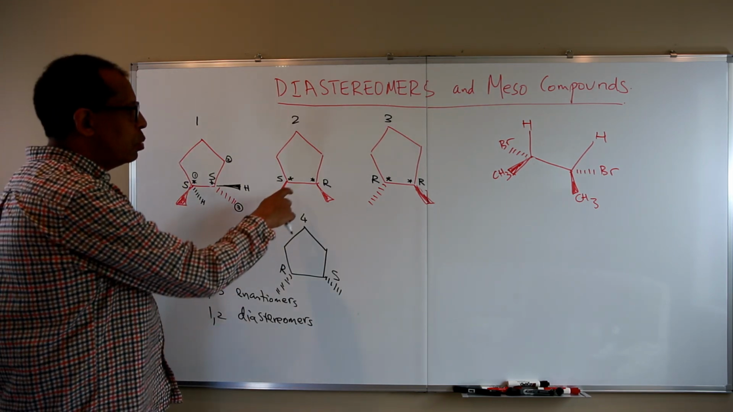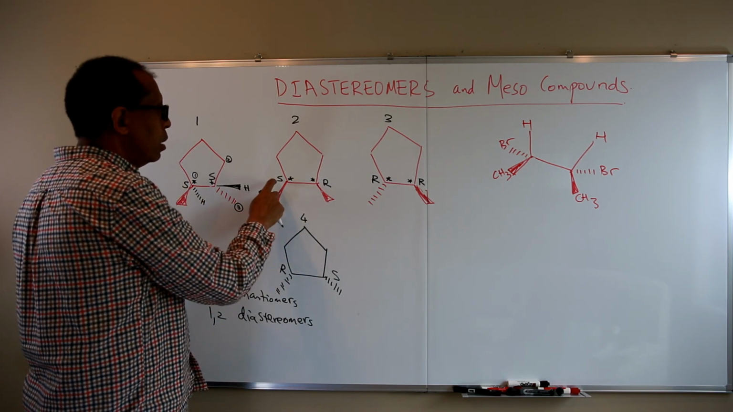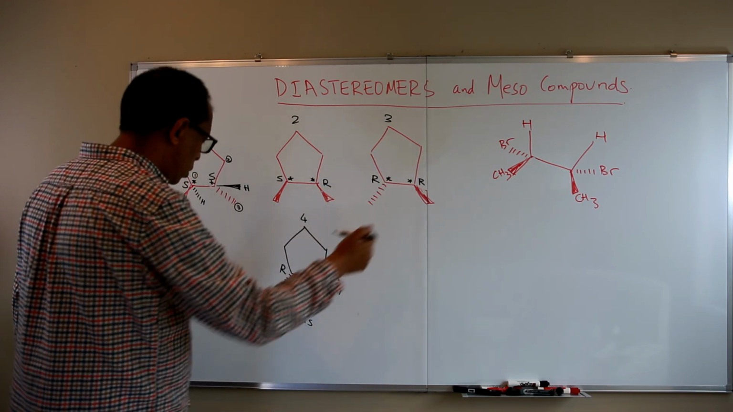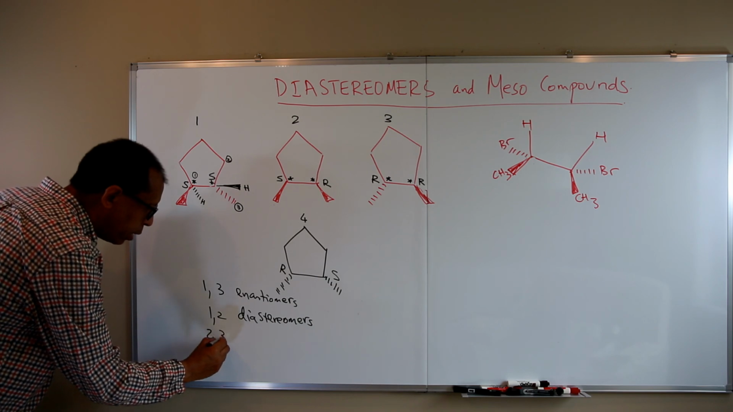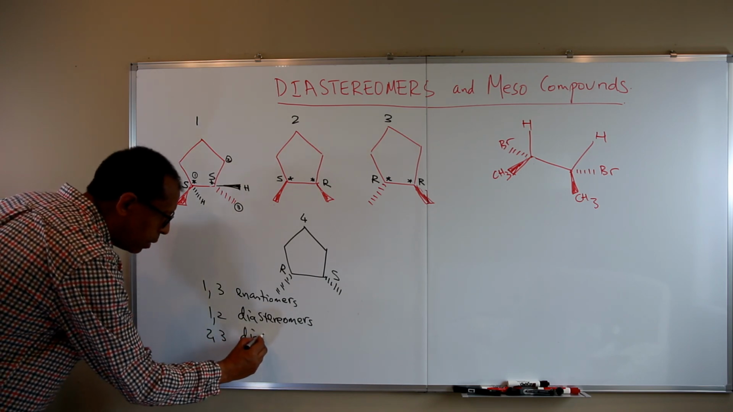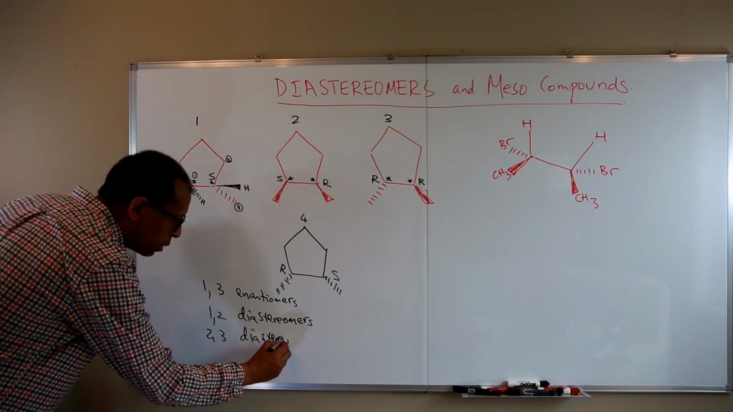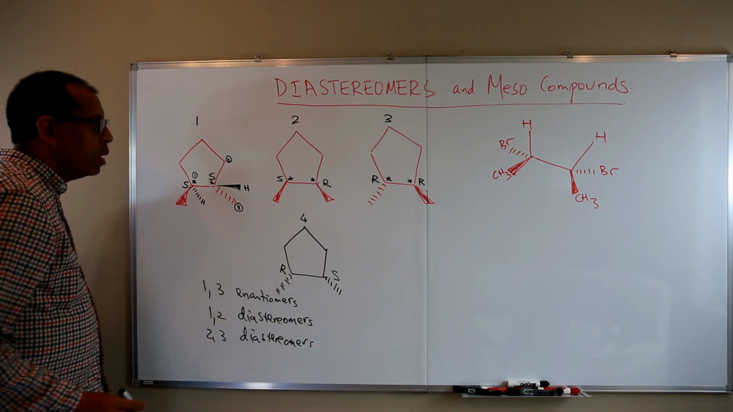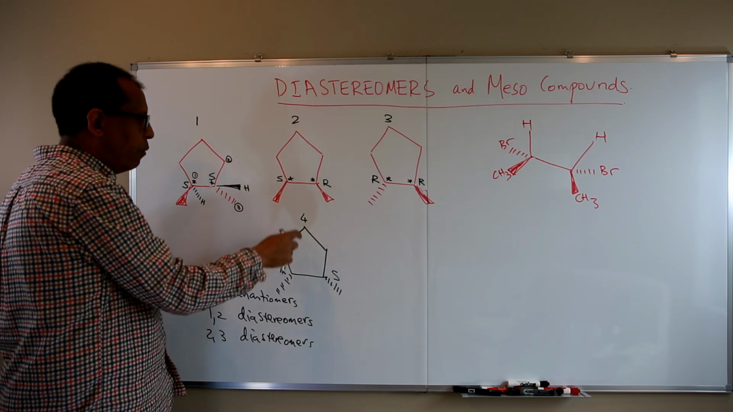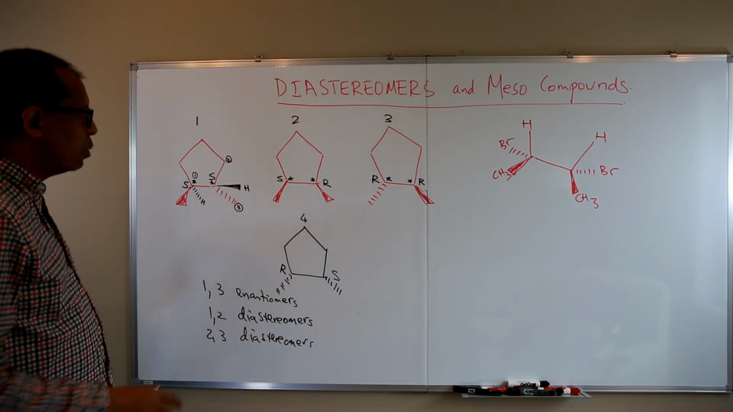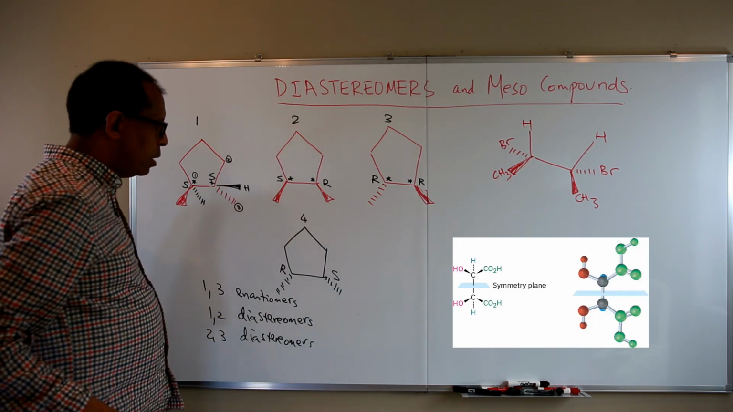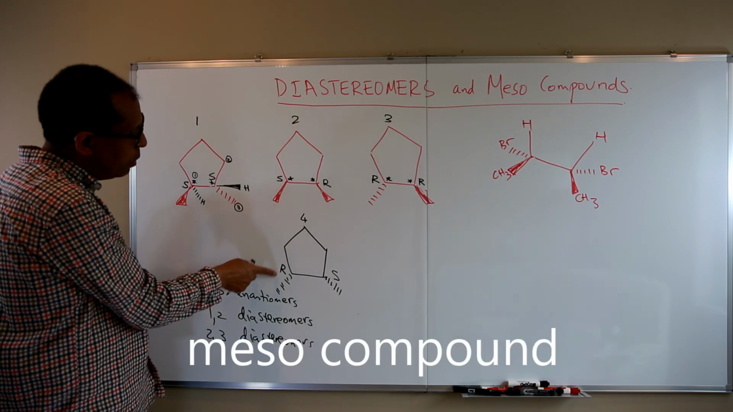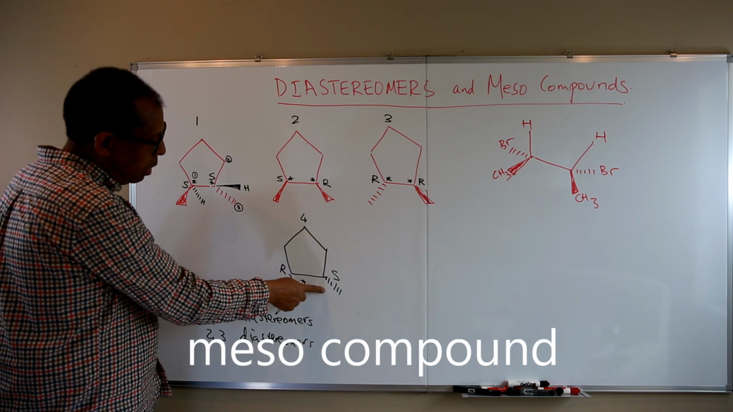How about 2 and 3? This is S and R. This is R and R. So 2 and 3 are also diastereomers. They are not mirror images, but they have more than one chiral center. How about 2 and 4? 2 and 4. Let's see. S, R, R, S.